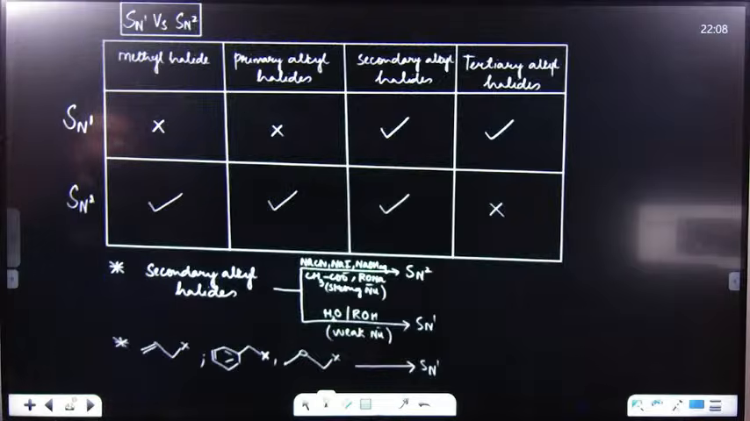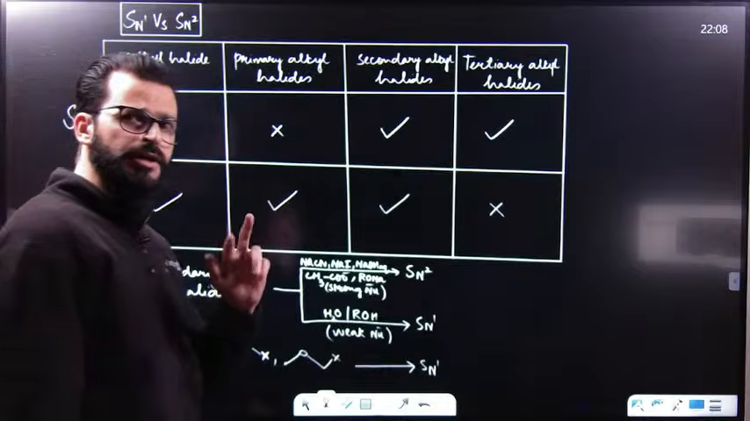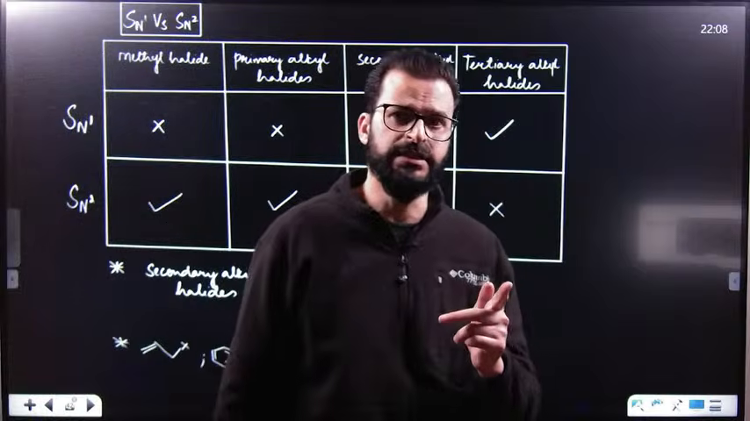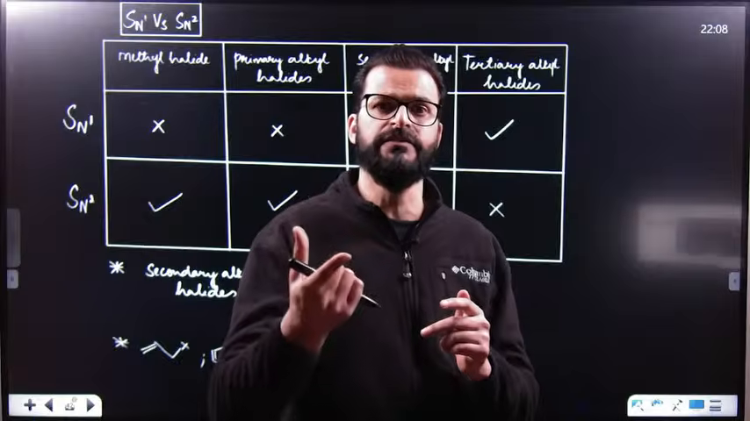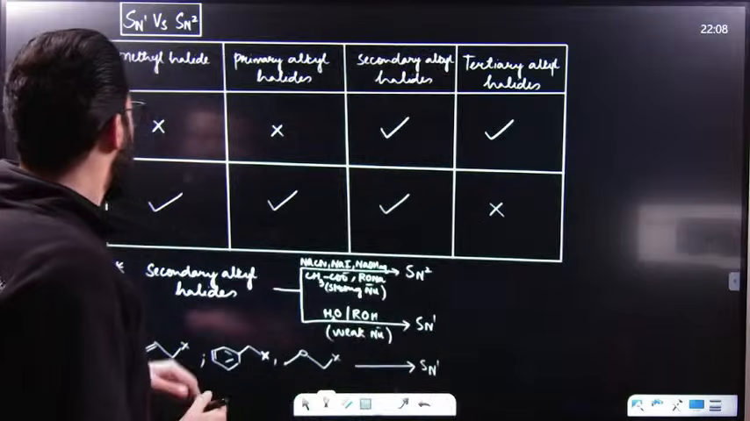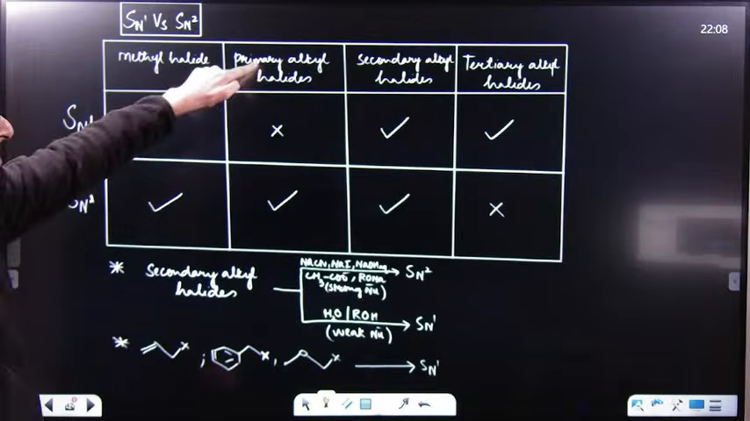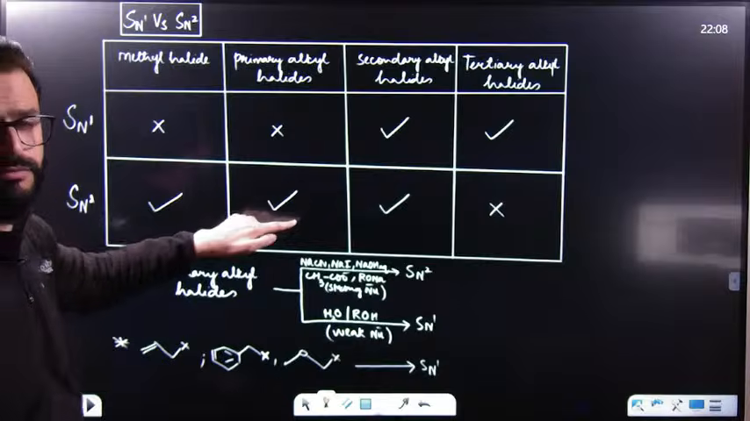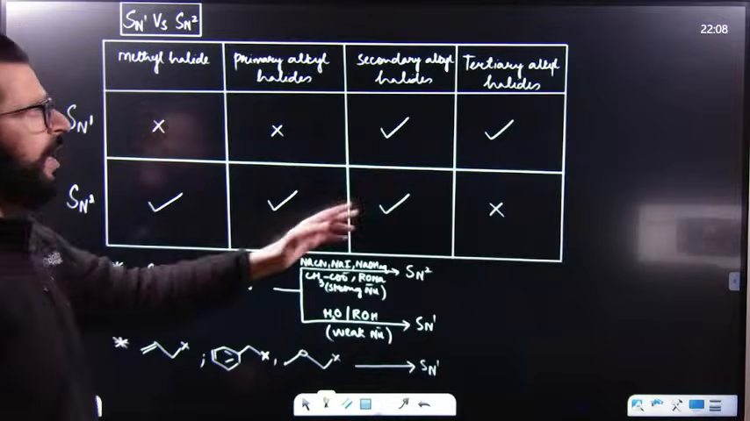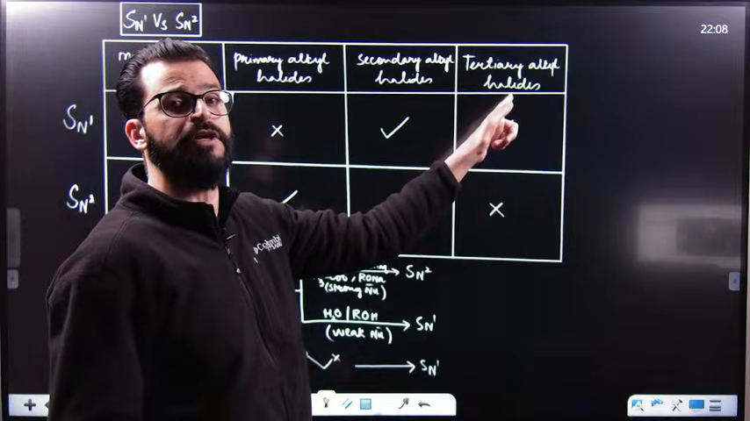After that, next is SN1 versus SN2. Have a look. Whenever you feel difficulty whether this substrate shows SN1 or SN2, this is simple. Methyl halides always show SN2. Primary alkyl halides show SN2, always. There is no doubt. And tertiary alkyl halides prefer SN1.